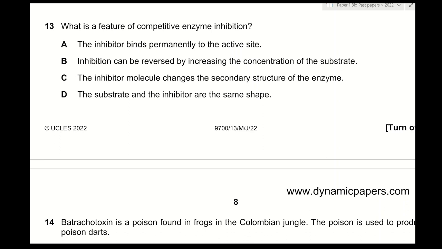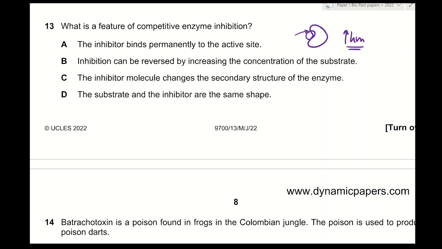Question number 13, what is a feature of competitive enzyme inhibition? So competitive inhibitors bind to the active site of the enzyme, preventing substrate molecules binding. Therefore, this lowers the affinity of the enzyme for the substrate and also increases the Km because affinity decreases.